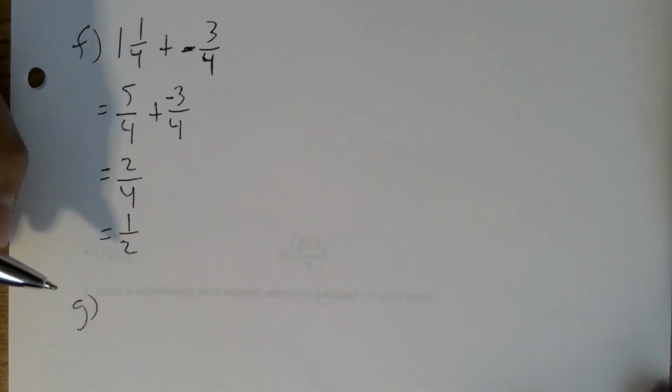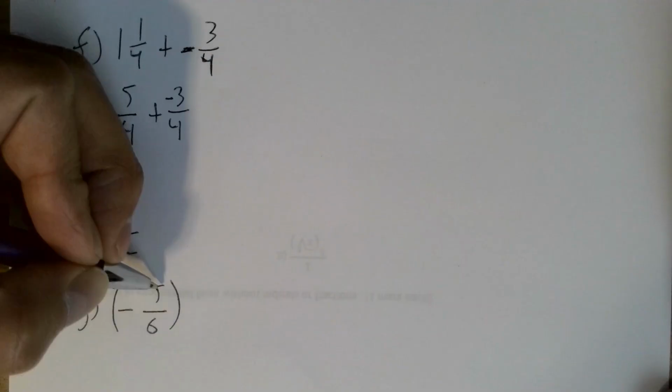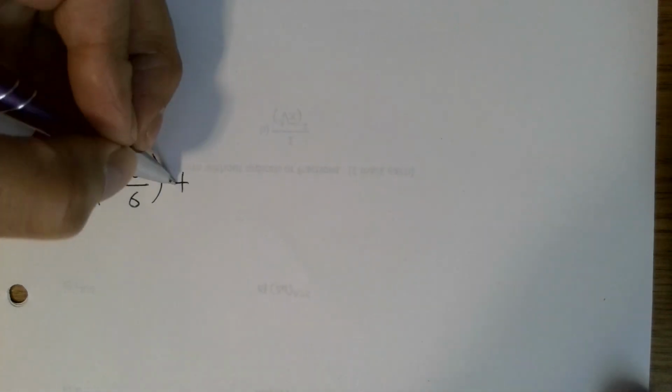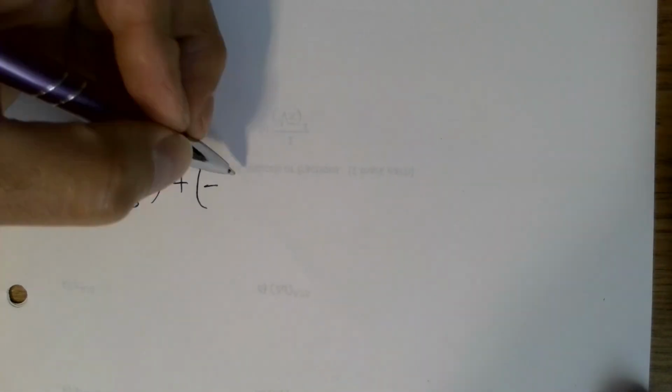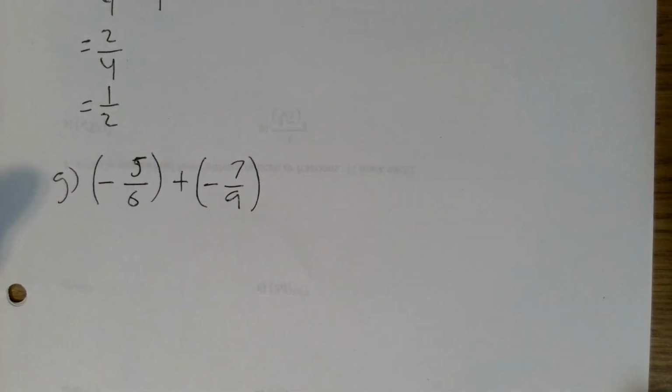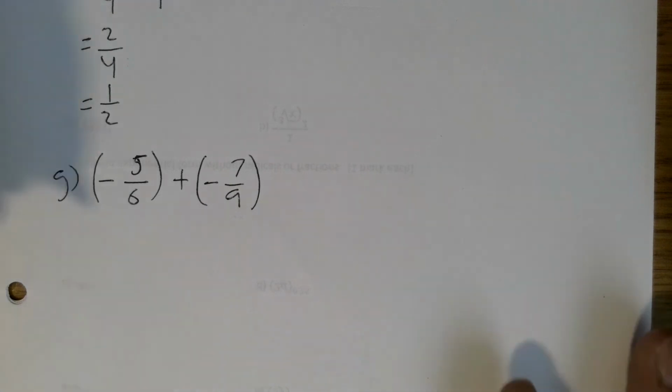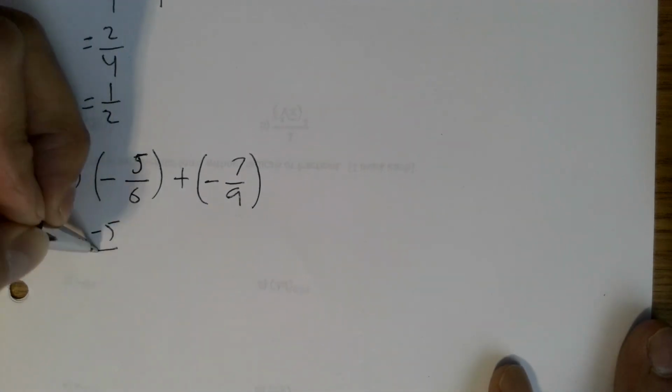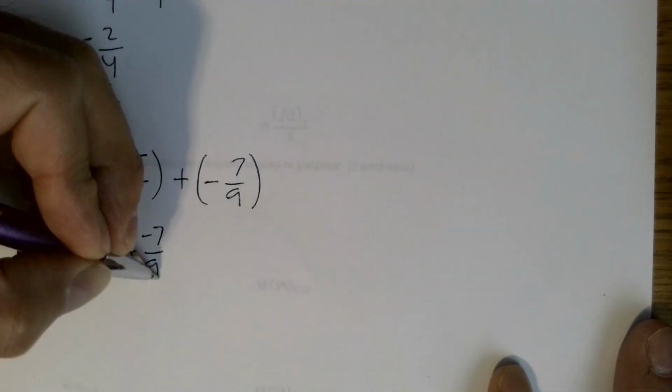Okay, here we go. G. Got negative 5/6. Plus negative 7/9. Okay, so just to start with, I'm going to rewrite this the way I like to think about these. So I owe 5 slices of 6-slice pizza, and I owe 7 slices of 9-slice pizza.